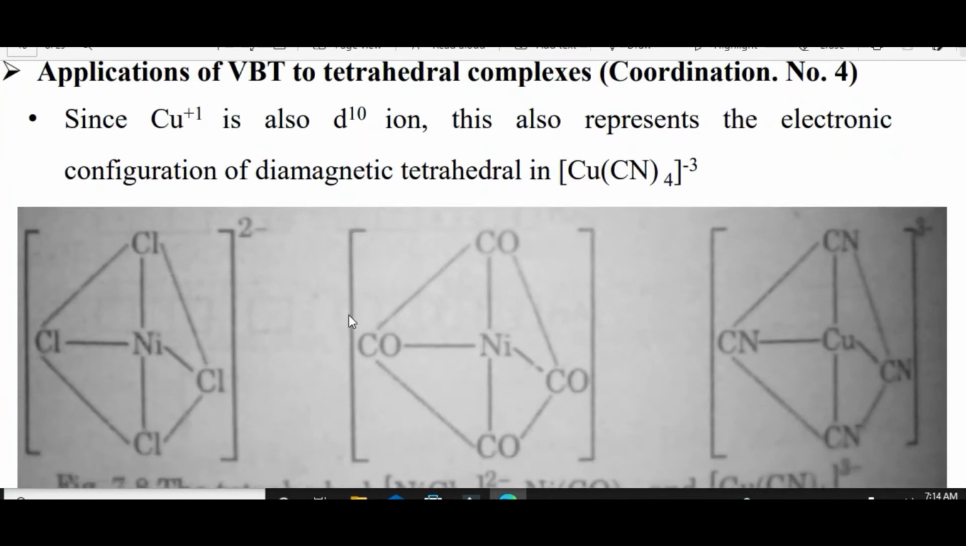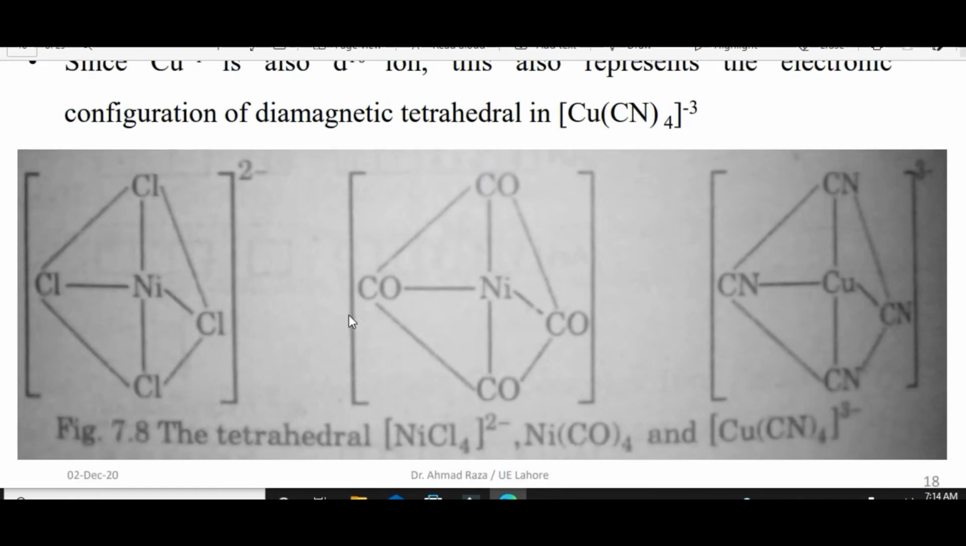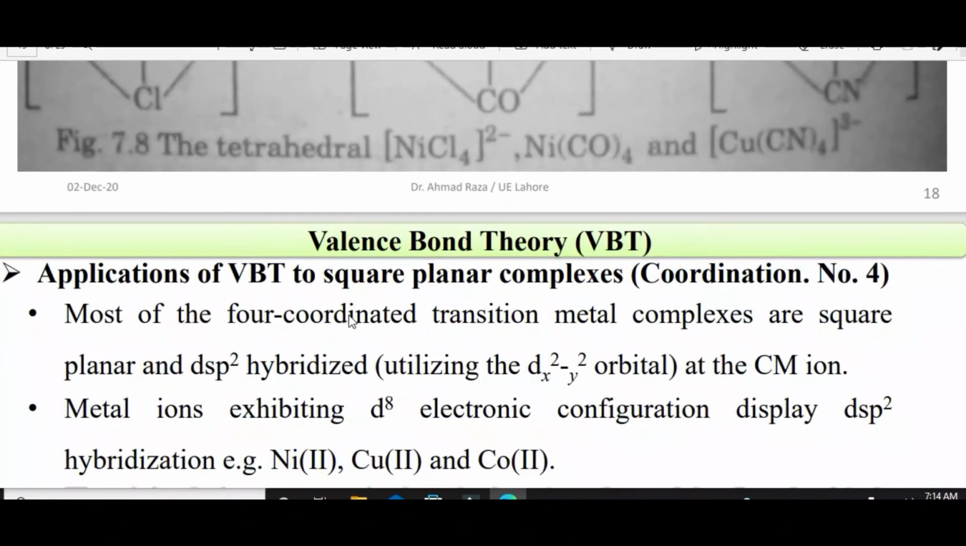Application to copper +1, which is also a d10 ion. This also represents the electronic configuration of a diamagnetic tetrahedral complex in copper cyanide. Cyanide is also a strong field ligand, so it also forms diamagnetic complexes.